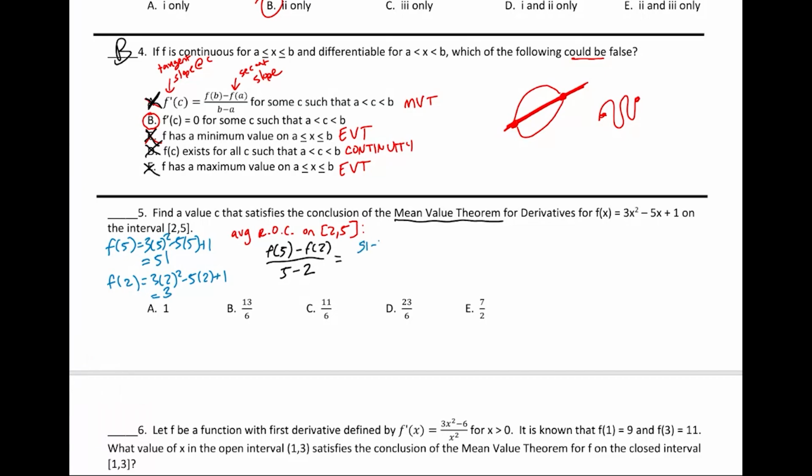So we've got 51 minus 3 over 5 minus 2, which would be 48 divided by 3. And 48 is divisible by 3. 3 goes into 4 one time and goes into 18 6 times. So this is going to equal 16. And so we're looking for the value c where the derivative is equal to 16. So now we're looking for the instantaneous rate of change. Instantaneous rate of change, we're looking for where that is equal to 16.